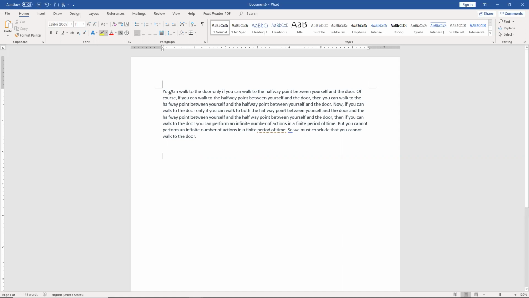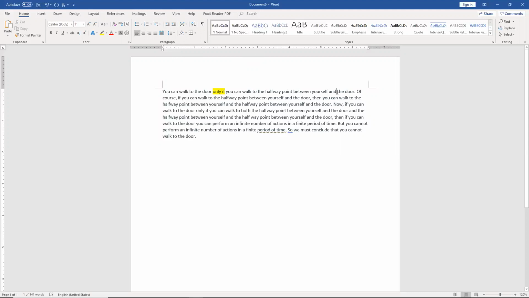So the first thing that can be good to do is to go through and just try and identify all of the logical connectives. So you can walk to the door only if, that's one, you can walk to the halfway point between yourself and the door. So one common issue that we encountered was that people would take this and, as well as some other ands in this argument, and treat them as if they were conjunctions. But in this case, this and is not a conjunction. Not all ands are conjunctions.